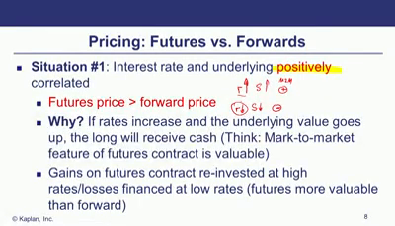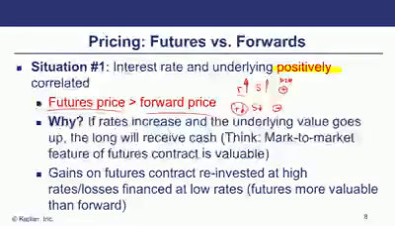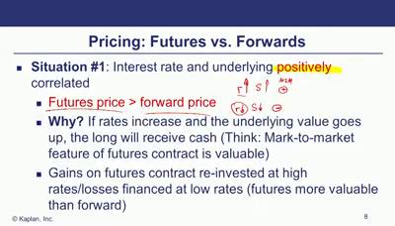So the upshot here is, with positively correlated rates and spot prices of the underlying asset, we would actually prefer the futures price to the forward price because of the attractiveness of the marking-to-market feature. So basically, in efficient markets, traders would be going for the futures price, therefore bidding it up above the forward price. Now let's look at the other side of the coin.